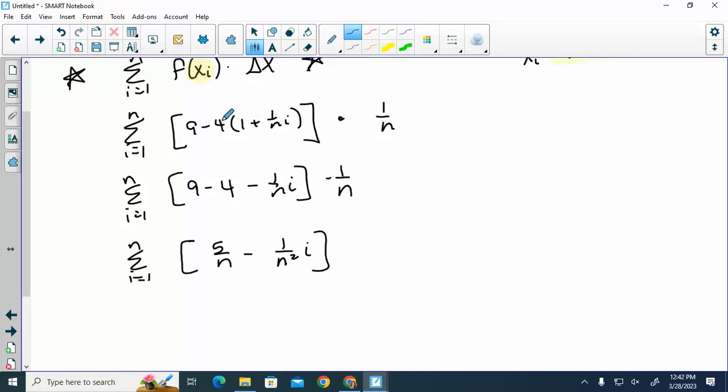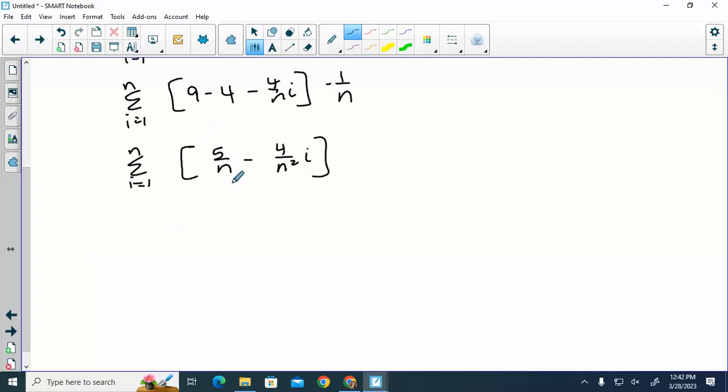Hold on, I dropped a 4, didn't I? That should be a 4 right there. Okay, so now the summation rules. 5 over n, since that doesn't have an i, it's a constant. So when you add that up, you're adding it every time, so you just multiply by n. Minus 4 over n squared. The i formula is n times n plus 1 over 2.